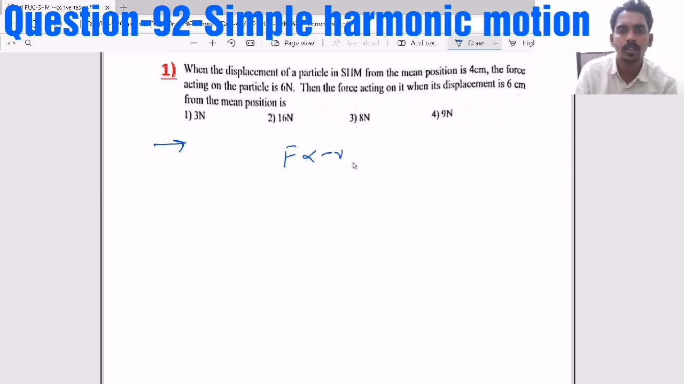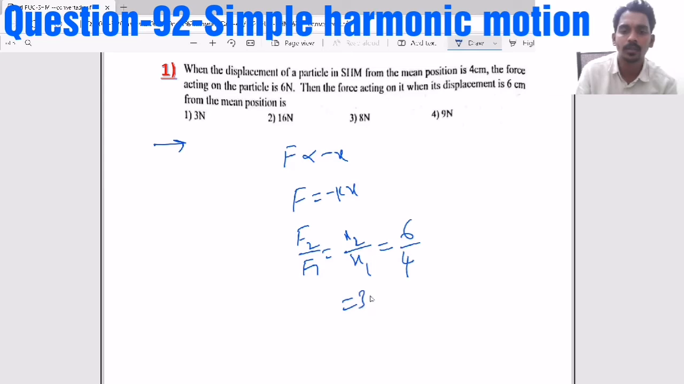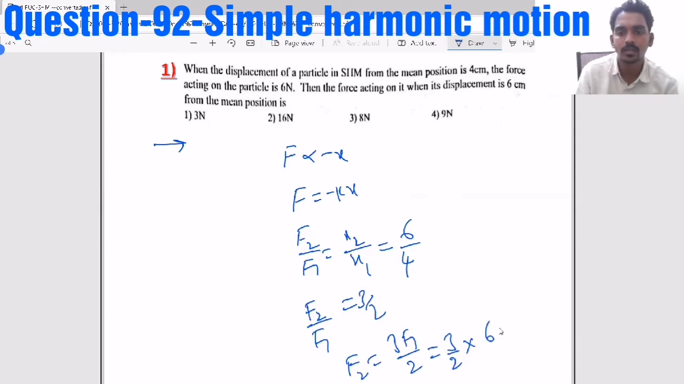See, force is proportional to minus x, I said. So F equals minus kx. Then F2 by F1 equals x2 by x1. x2 is 6, x1 is 4. So that will become 3 by 2. So F2 will become 3 F1 by 2. That is 3 by 2 times F1, which is 6 Newton.